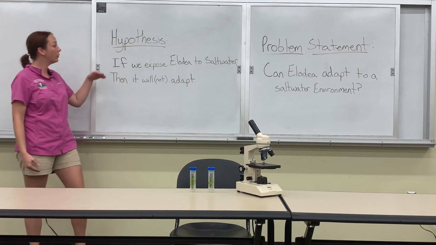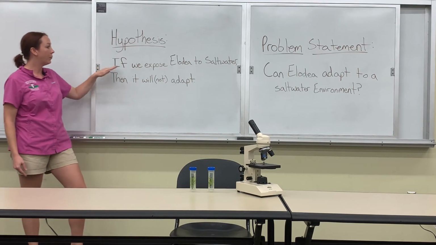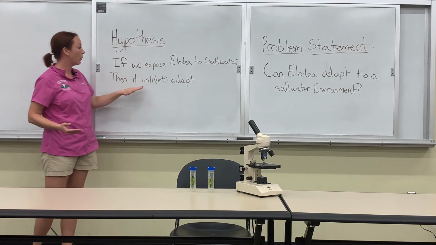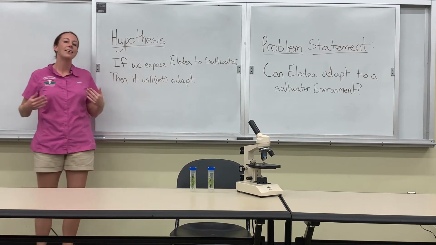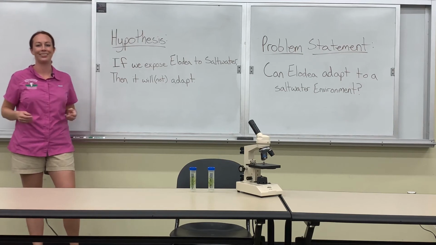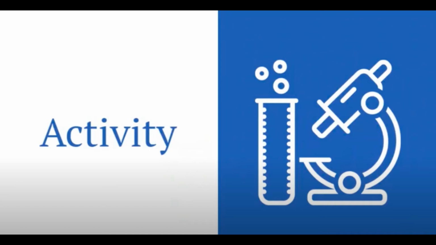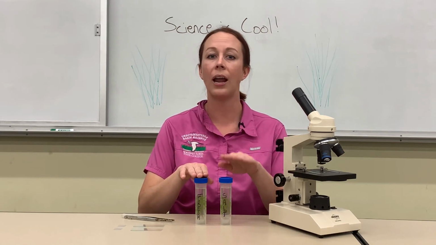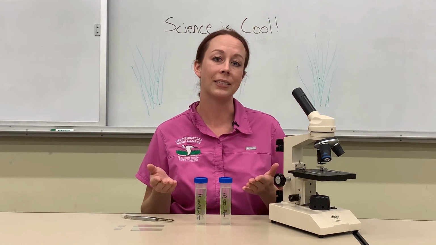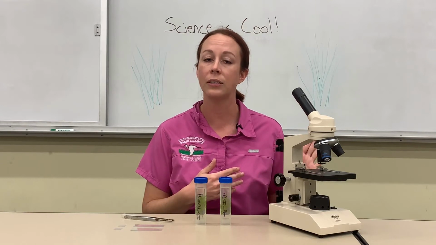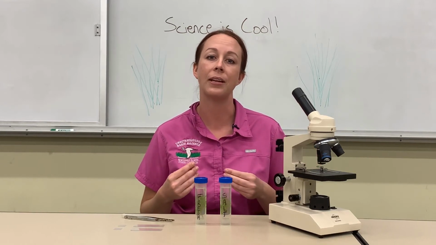Your hypothesis will look something like this. If we expose Elodea to salt water, then it will or will not adapt. Now let's get out the microscopes and see if our hypothesis is correct. In this activity, you will be looking at the cells of the Elodea plant in freshwater and saltwater. Your teacher will make the slides and everyone will rotate through the microscope, looking first at the freshwater cells and then at the cells after they've been in salt water.